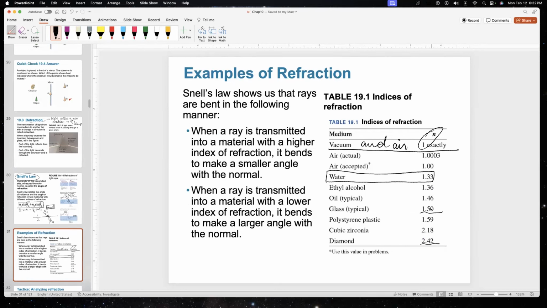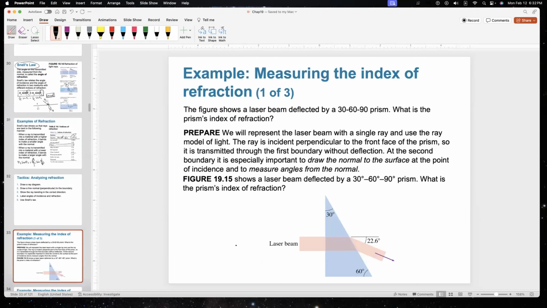A large index of refraction means that in this formula here, n1 sine of theta 1 equals n2 sine of theta 2, right? So if I go from a small index of refraction to a large one, it means that theta will be smaller. The angle will get smaller so that I can balance these equations, right? So if I'm going, for instance, from vacuum or air to diamond, so it's a very large n2, the angle will be very small, much smaller than theta 1, to balance the equation. All right.